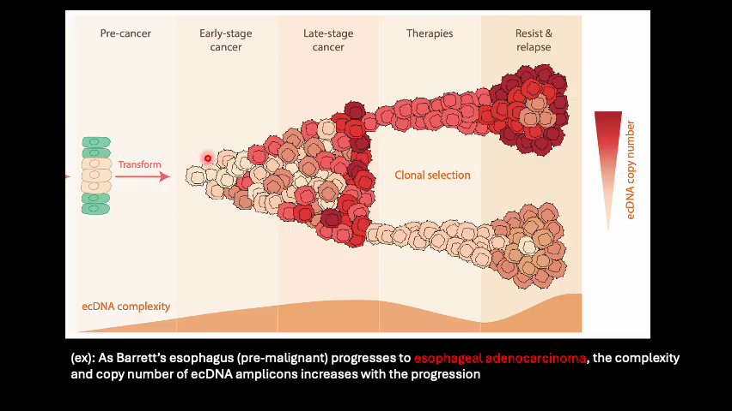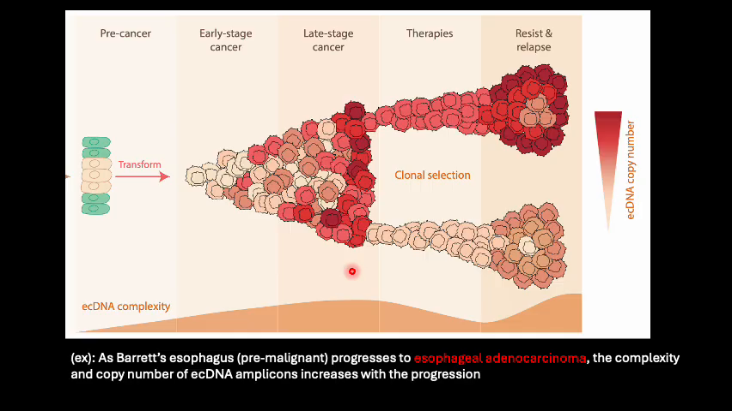Now, this diagram is derived from a very interesting research finding that was discovered recently, and that's Barrett's esophagus, which is a pre-malignant lesion in your esophagus. Often it's due to high gastric acid exposure or various irritants through the throat that chronically cause cell dysplasia over time. When Barrett's esophagus progresses to esophageal adenocarcinoma, which is cancer of the throat, we actually find that the number of ecDNA amplicons increases with that progression from pre-malignant to malignancy.